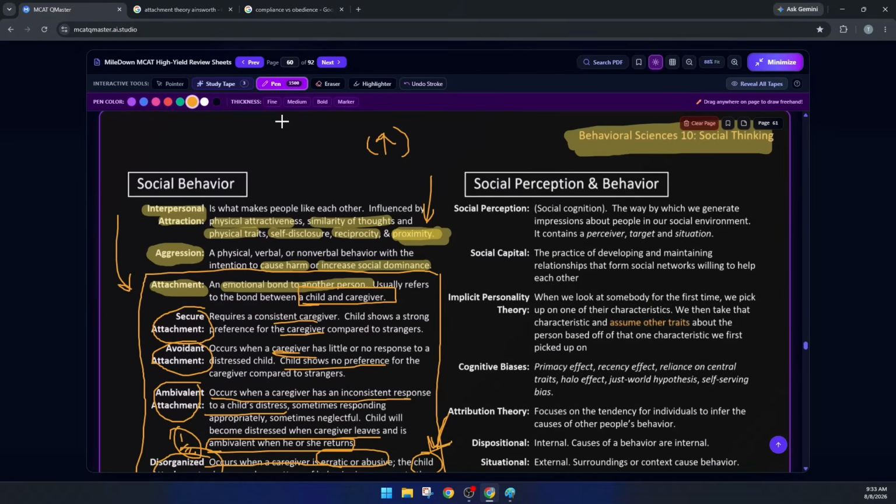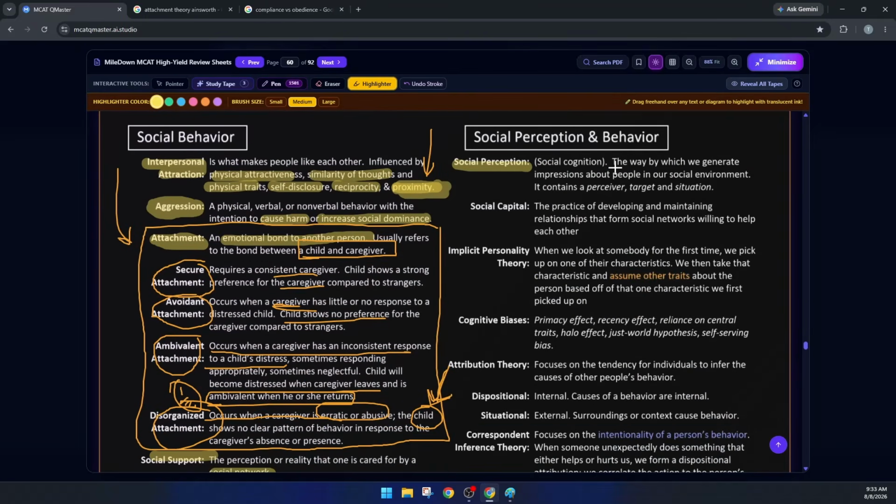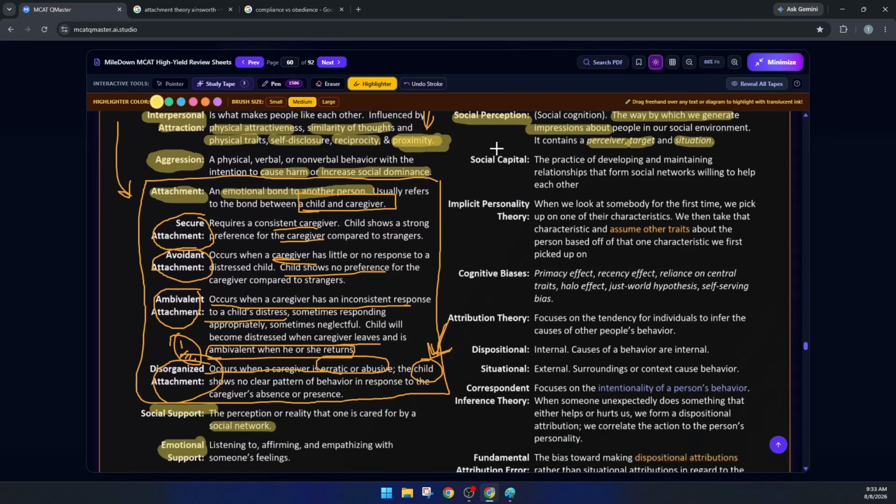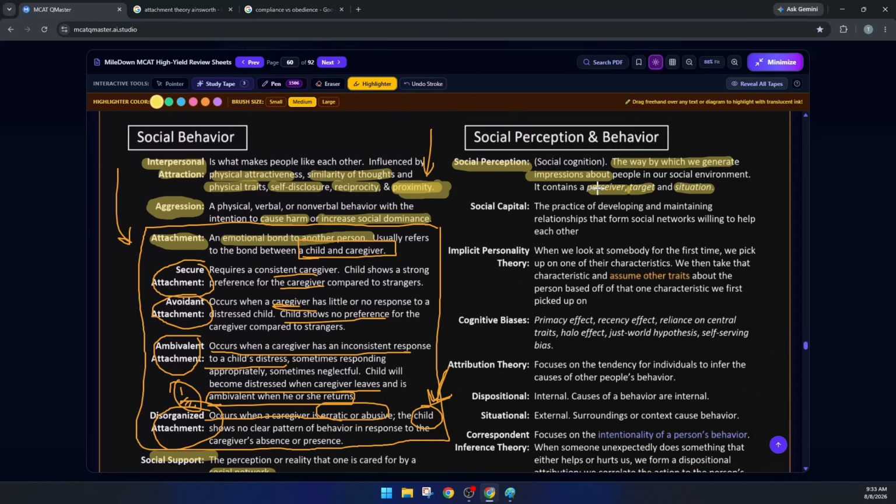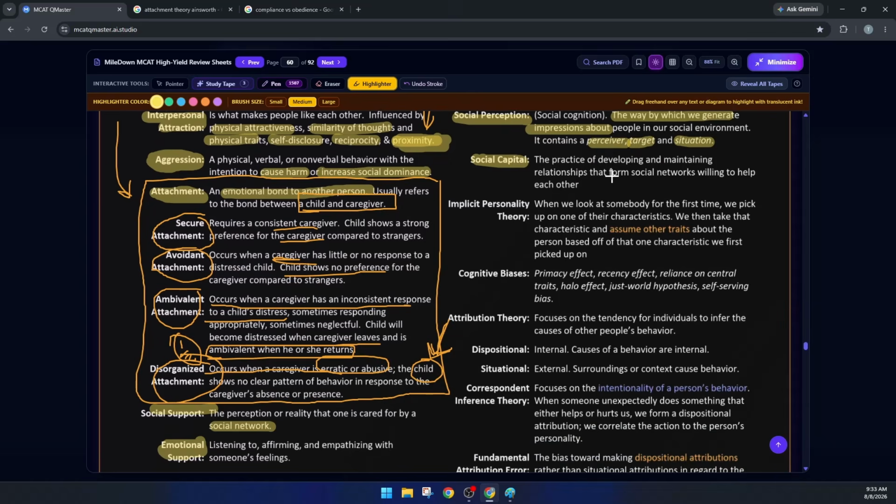Okay, social perception of behavior. Social perception is the way that we generate impressions about other people: perceiver, target, and situations. You want to know those definitions. I don't think they're incredibly high yield, but you need to know basic terminology, right? Social capital is the practice of developing and maintaining relationships that form social networks, with a willingness to help each other. So if I form a relationship with a friend who's a lawyer that can teach me about copyright, I'm gaining social capital. If I meet a friend in business that knows a lot about marketing and I can learn from them, I'm gaining more social capital. So I'm developing relationships that form social networks willing to help each other in different ways, right?